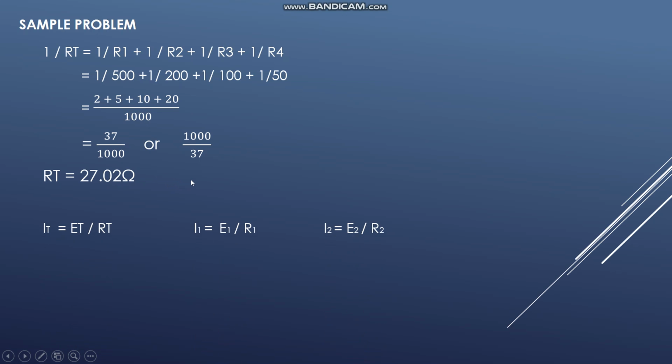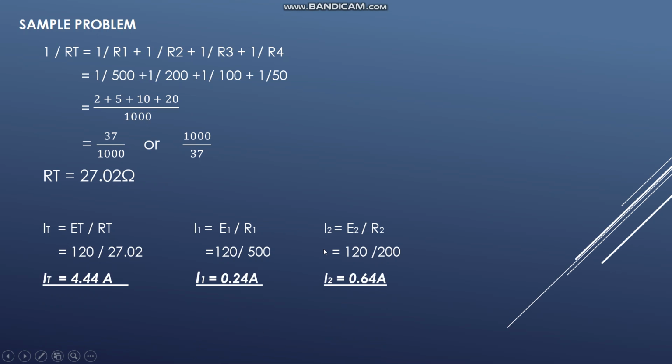Now, to find the value of the total current, this is required. The formula is voltage total over resistance total. For the value of I sub 1, since it is required, the formula is E sub 1 divided by R sub 1. The same is true with I sub 2: the formula is E sub 2 over R sub 2. Again, by substitution for the total current, 120 divided by 27. The answer is total current is 4.44 amperes.